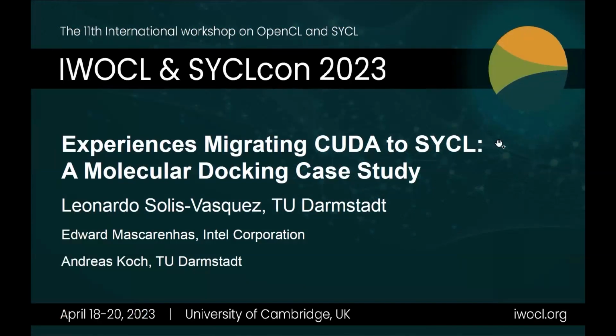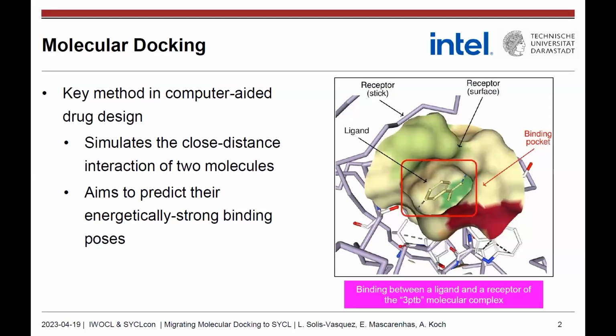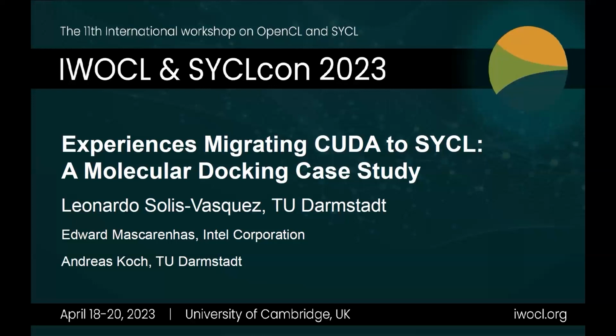Fantastic. So our next talk, when we're ready, is from Leonardo at TU Darmstadt on a topic which actually was very important during COVID. Lots of work was going on using molecular docking codes, looking for what would make the best vaccines to treat COVID. This is one of the reasons why vaccines were developed so quickly this time compared to previous vaccinations.